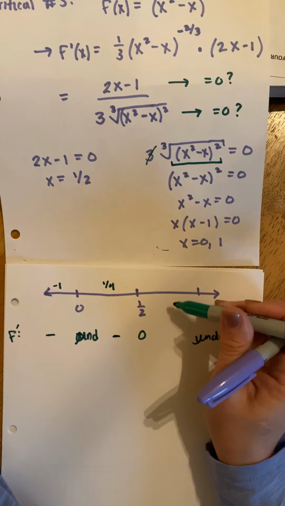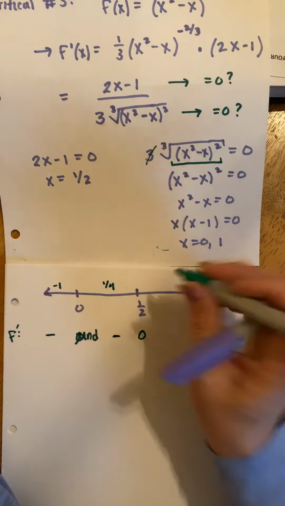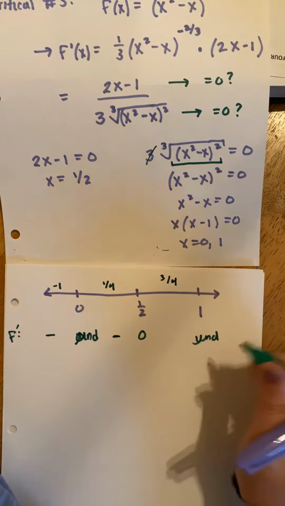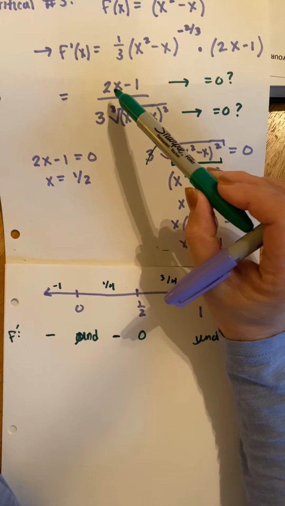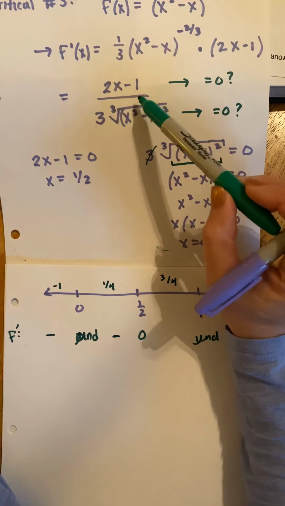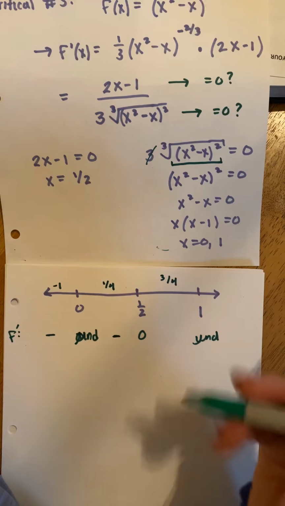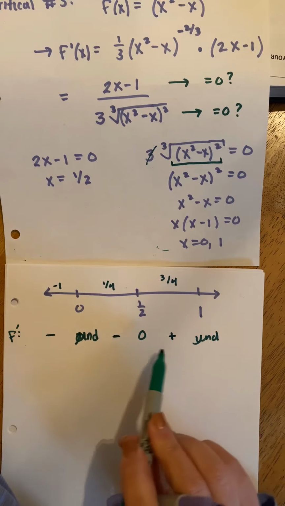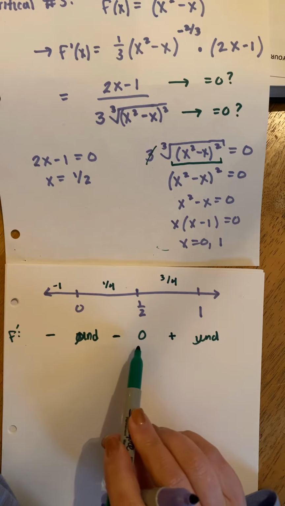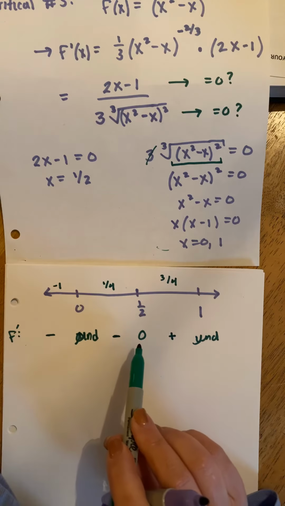Let's see what happens between 1/2 and 1. I'm going to put in 3/4. So I put 3/4 back into my derivative. If I put 3/4 in here, I get 3/2 minus 1, which is positive over something positive. So the derivative is positive here. So my derivative went from negative to positive. So 1/2 happens to be a local max or a local min.